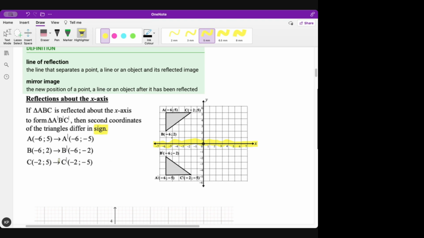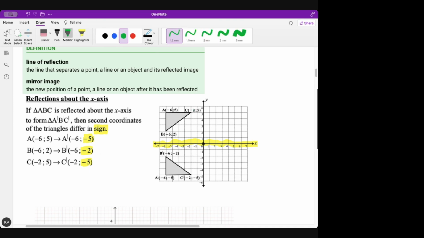All right, so let's look here. The coordinates of A are negative 6 and 5, and A prime will be negative 6 with negative 5. So the coordinate that changes in sign is your y coordinate. Which makes sense, right? You have moved it down along the y-axis because x is your mirror. Same thing with B. It moved from negative 6, 2 to negative 6 and negative 2. And the final one from negative 2, 5 to negative 2 with negative 5.